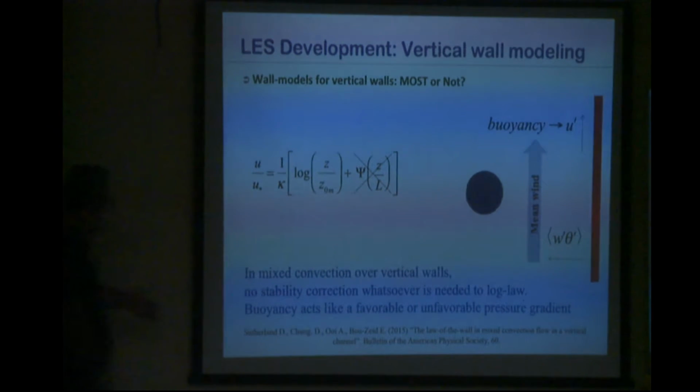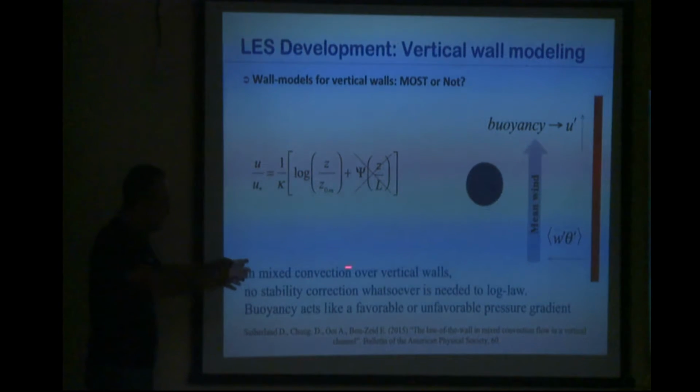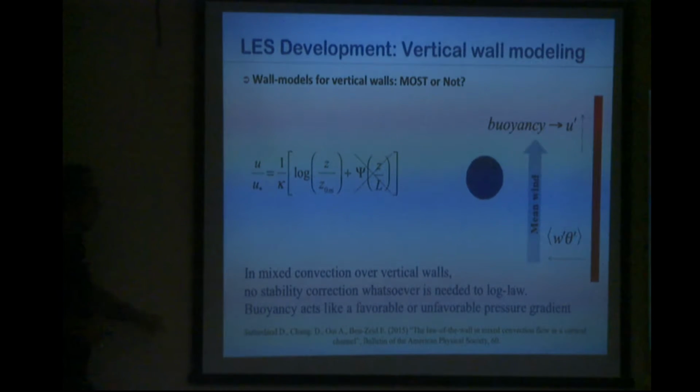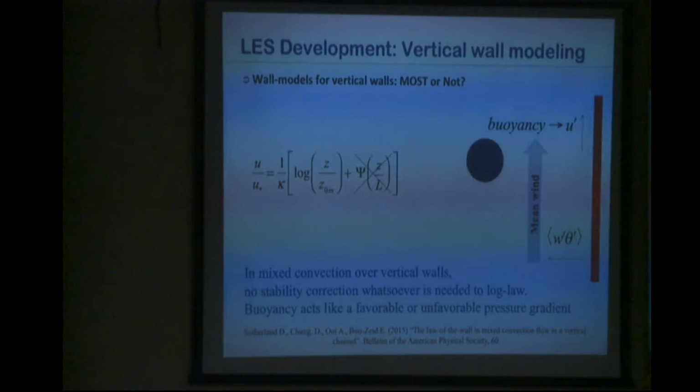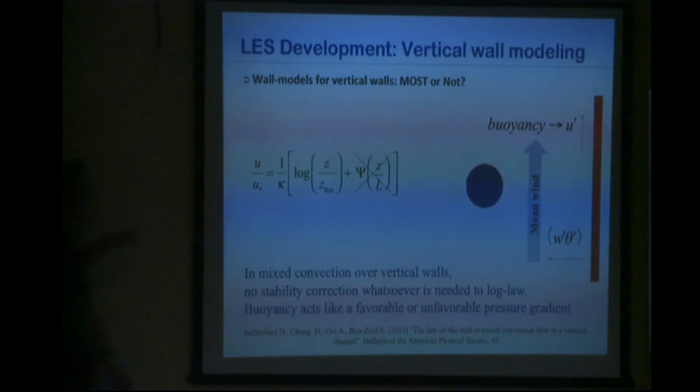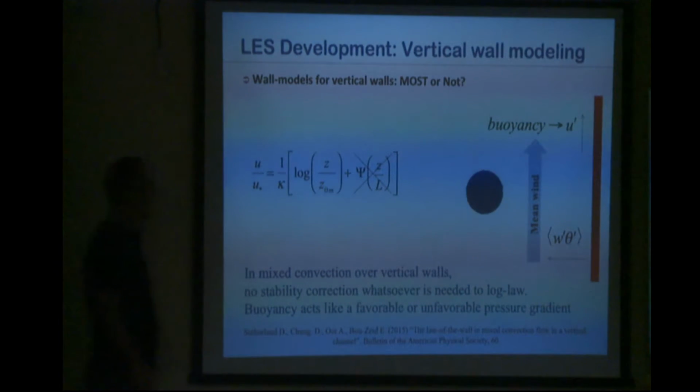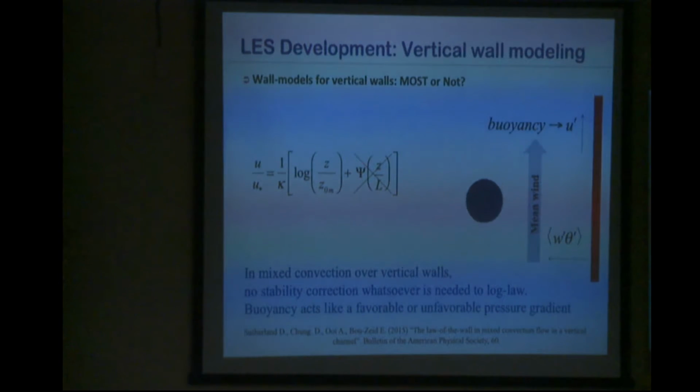So I had some colleagues in Australia. They did some DNS of the vertical wall. And the result that we basically got is that if you have a vertical wall and you want to write a log law for wind or temperature, you should completely get rid of the Monin-Obukhov correction. So this behaves very much like a neutral flow, and you should not include the Monin-Obukhov similarity correction in your wall model for vertical walls.